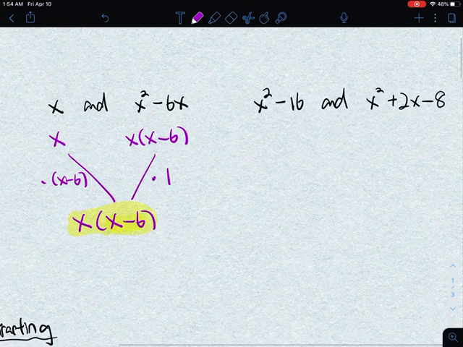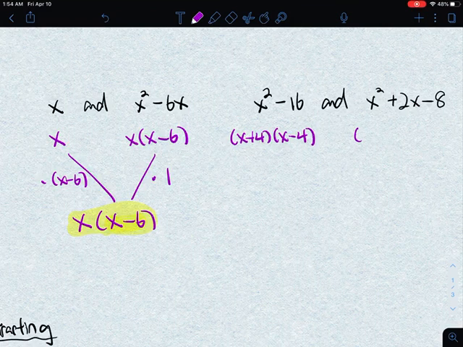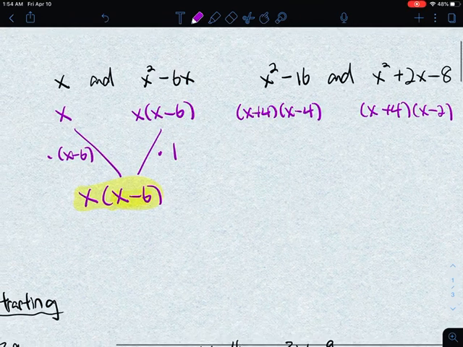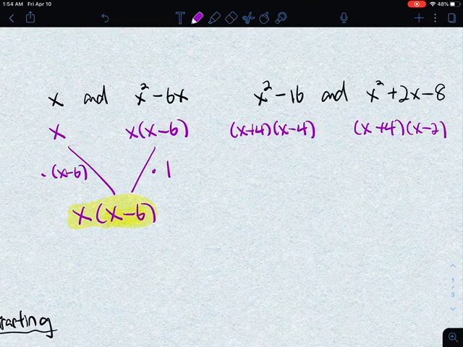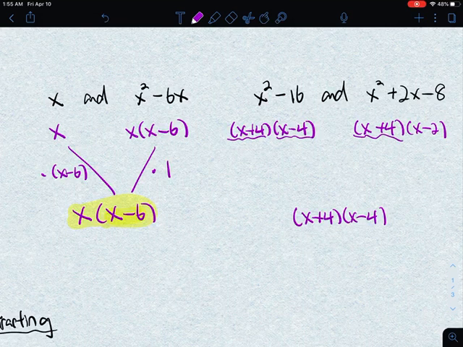All right, and then the last one for LCD. Once again, let's first see if we can factor. And here I can do x plus 4, x minus 4. Here I need two numbers that add up to 2 and multiply to negative 8. So there we go. LCD, okay, I need an x plus 4. I need an x minus 4 as well. Okay, I've got an x plus 4 again, but I already have one down here, so I'm good with that one. But I need an x minus 2.